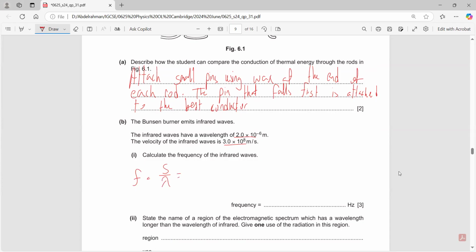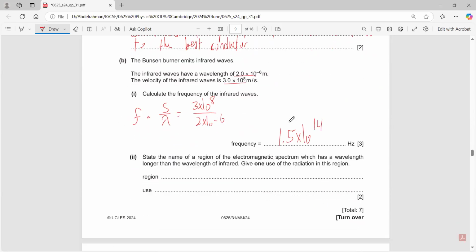So please, on your calculators, use the fraction sign to write it down: 3 times 10 to the power of 8 over 2 times 10 to the negative 6. So this would give you a large frequency, which is around 1.5 times 10 to the power of 14 hertz. A huge number, which is quite normal for the frequencies of electromagnetic waves.